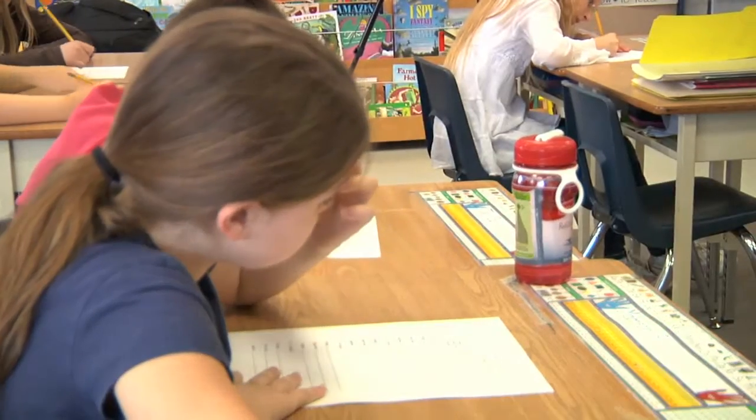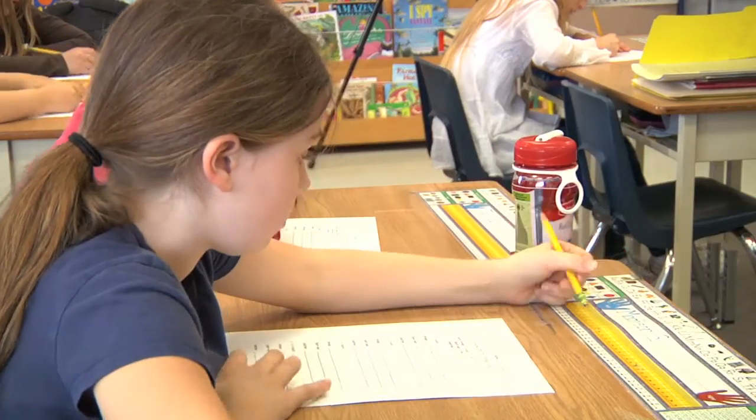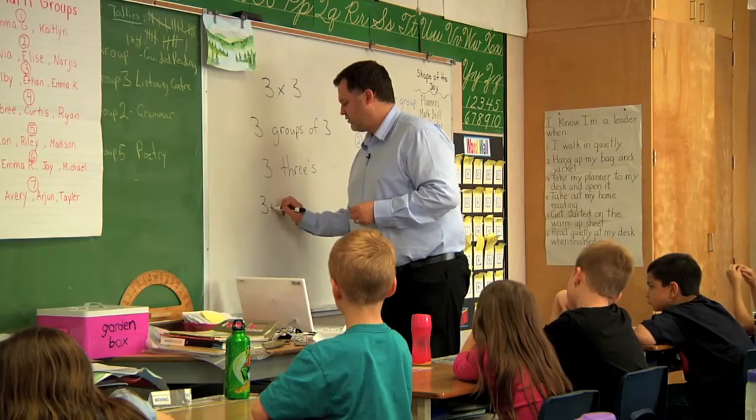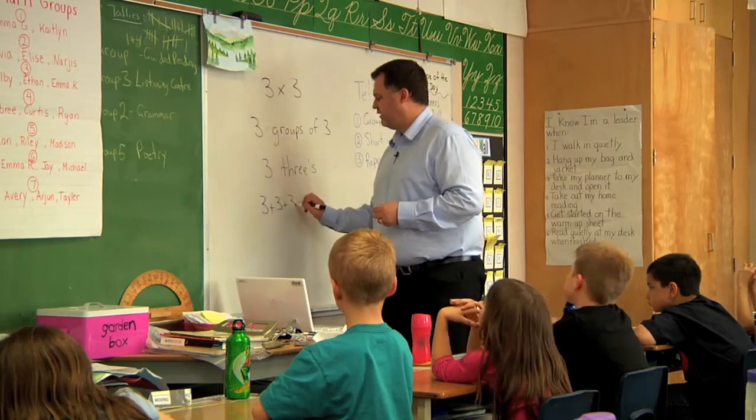Okay, when I see a multiplication question like 3 times 3, I want them to be able to look at that and say, that means 3 groups of 3. This means 3 3s. This also means 3 plus 3 plus 3. So that was the goal.